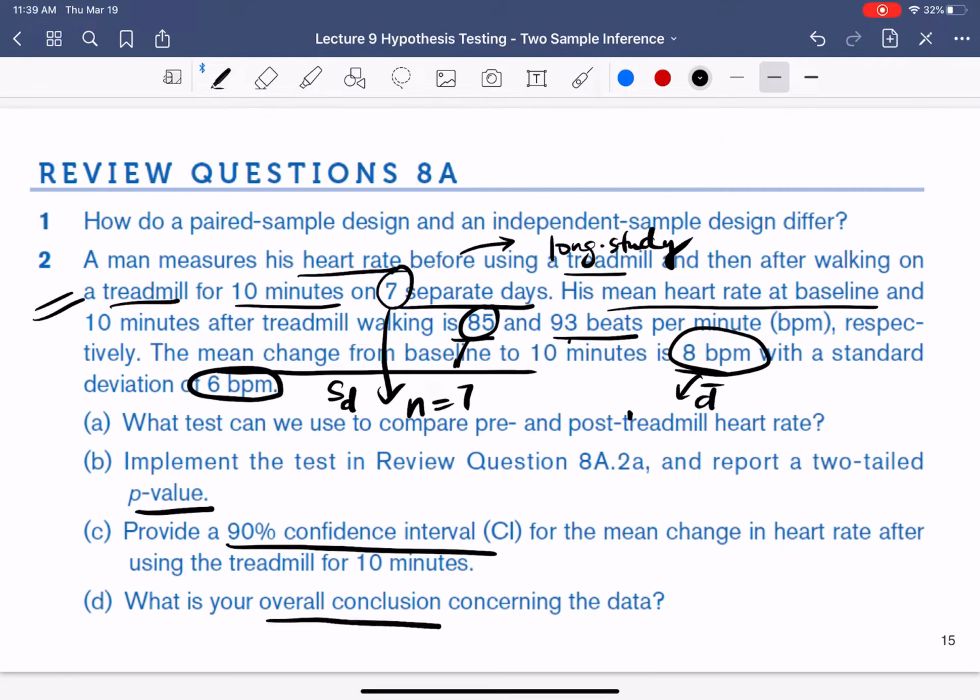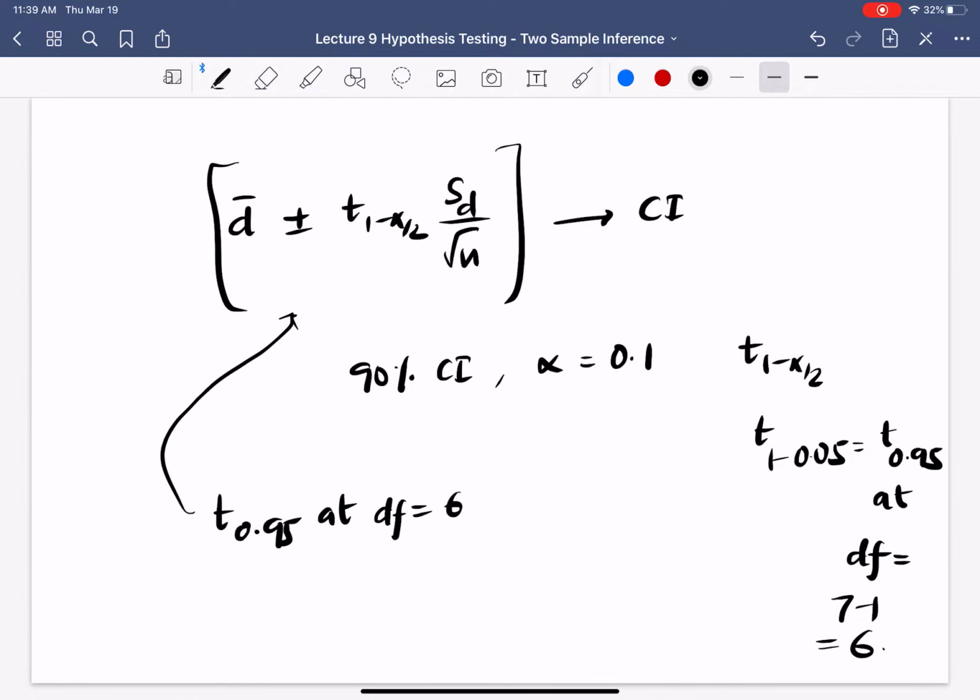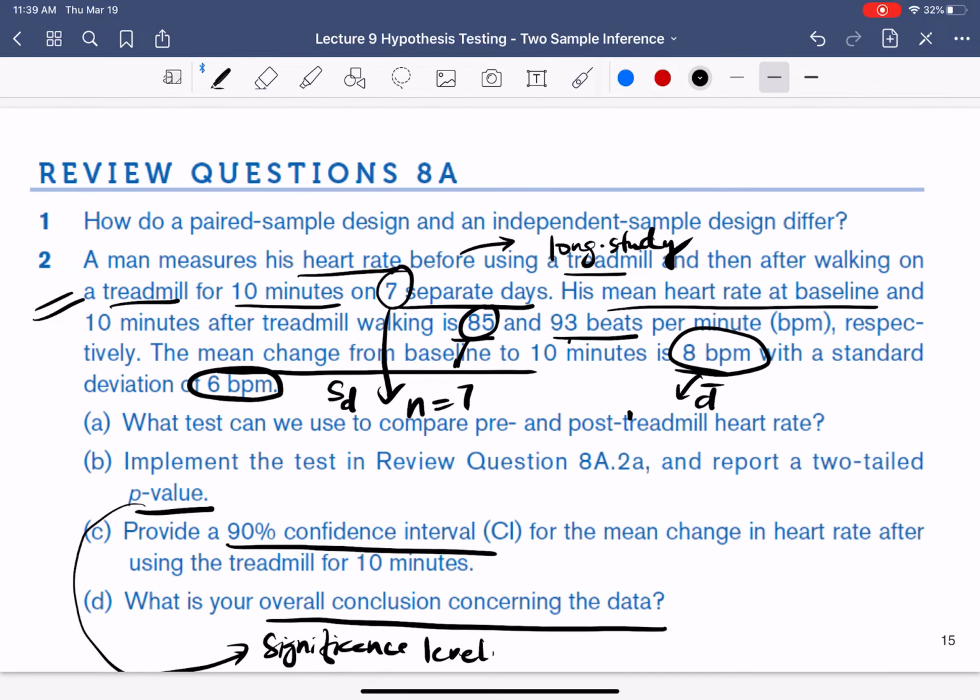And finally conclude with the p-value. What is the significance level? So use the significance level and conclude about the data. So pause the video right here and try to solve this problem.